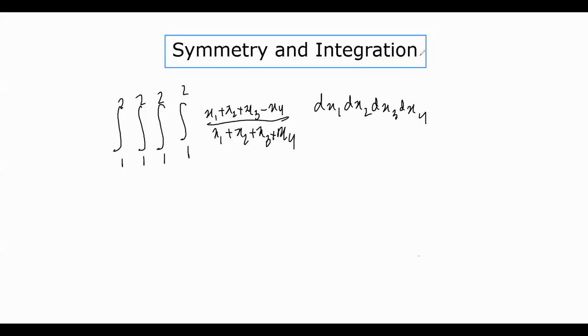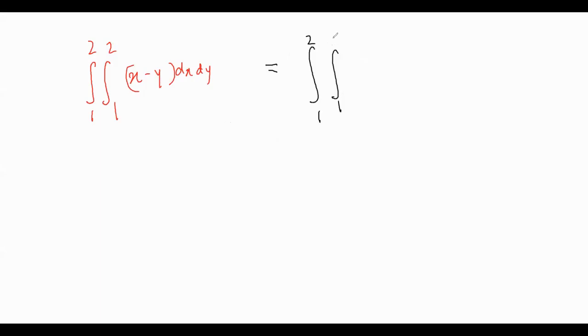So instead of attacking this complicated problem, let's try an easier problem, a brother or sister version of this: the integration of x minus y dx dy. We will show that this is actually equal to the integration from 1 to 2, 1 to 2 of y minus x dx dy. It seems like this must be the negative of that, but no, it's perfectly equal. This is the most beautiful part of it. Why is it equal?